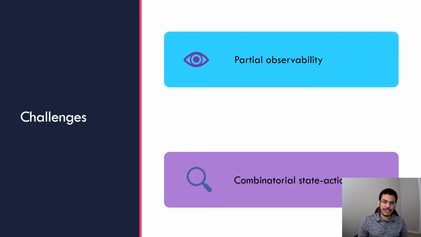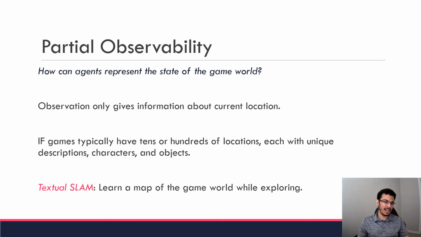Okay, so there's two primary challenges associated with dealing with text games. I'm going to go briefly into them now. So the first is that of partial observability. So this is really the question of, how can agents better represent the state of the game world, right? So like I said earlier, all an agent receives is this description of what it sees in the world around it. So like a description that can potentially be incomplete, right? So these interactive fiction games, they have tens to hundreds of locations, unique descriptions, characters, objects, whatnot, right? So how can the agent represent all of this? So this is really almost like a textual SLAM question where you're learning a map of the world while you're exploring it.